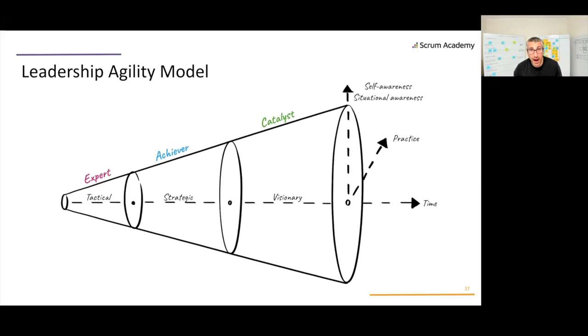Now, how would you distinguish between an expert acting as an expert and a catalyst acting as an expert? Sorry, what would be the difference? How would you notice those differences? And if you have an idea, feel free to unmute yourself and share.